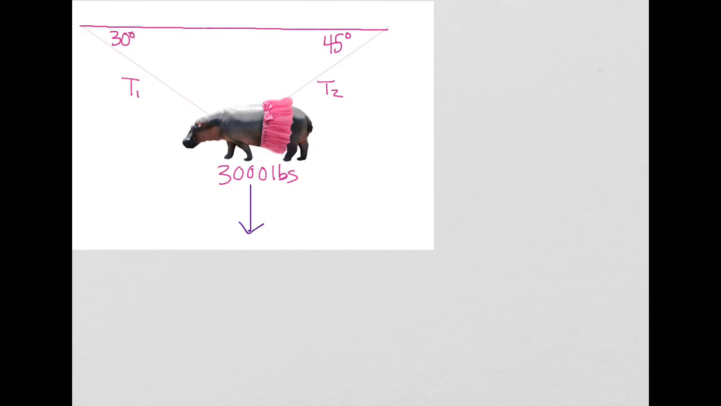Well, we know we have the force going in that direction up that cable, and we have another force going in that direction up that cable. And these forces are somehow balancing each other out. So we need to think about this in terms of the horizontal and the vertical components of these vectors, because we know that the hippo is not moving side to side and it's not moving up and down, so everything has to be balanced.